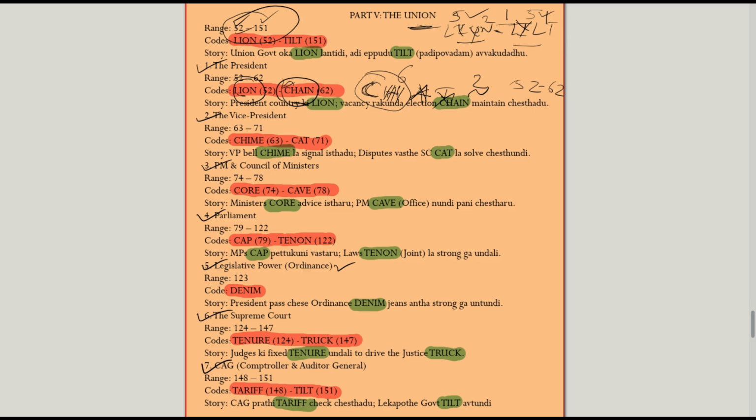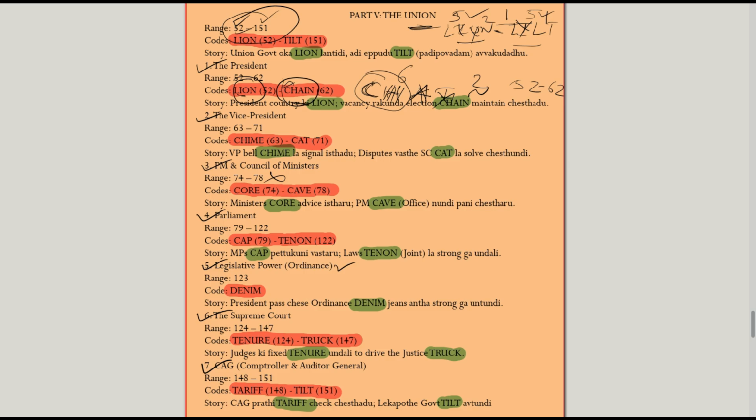So next, PM and Council of Ministers. Just forget about the range. Just concentrate on the story. For PM and Council of Ministers, the story is very simple. Ministers will give core advice to the PM, and the PM will rule the country from the cave.